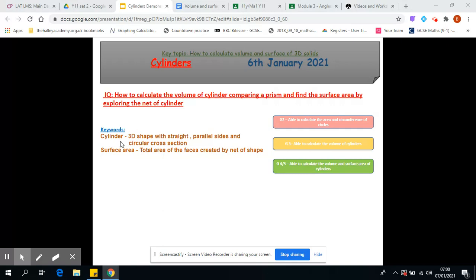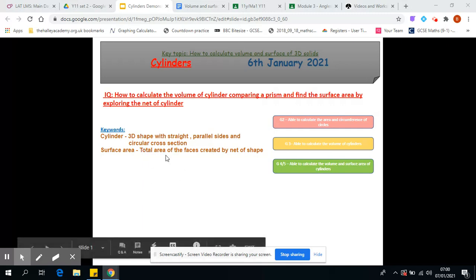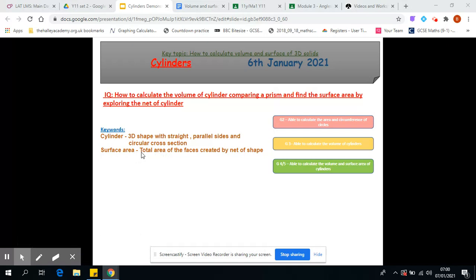What's a cylinder? A cylinder is a 3D shape with straight and parallel sides and a circular cross-section. Surface area is the area of each and every single face totaled together.